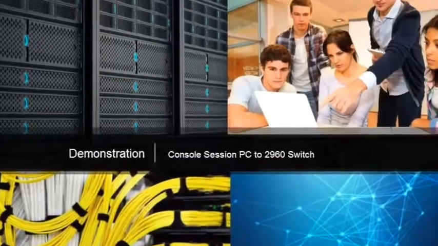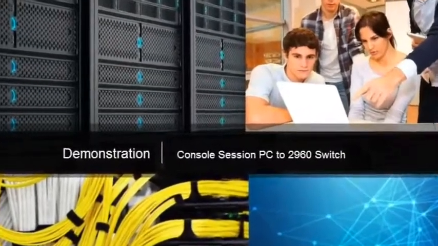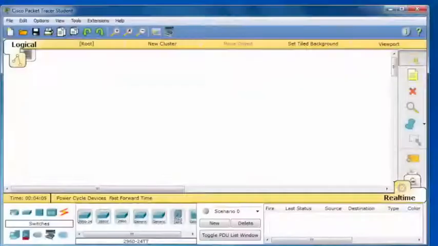The process of configuring a Cisco switch can be simulated in Packet Tracer. I'm using Packet Tracer 6.2. The first thing I'll need to do is click on Switches, and then I'll click on the 2960 series switch and place it into the main window.